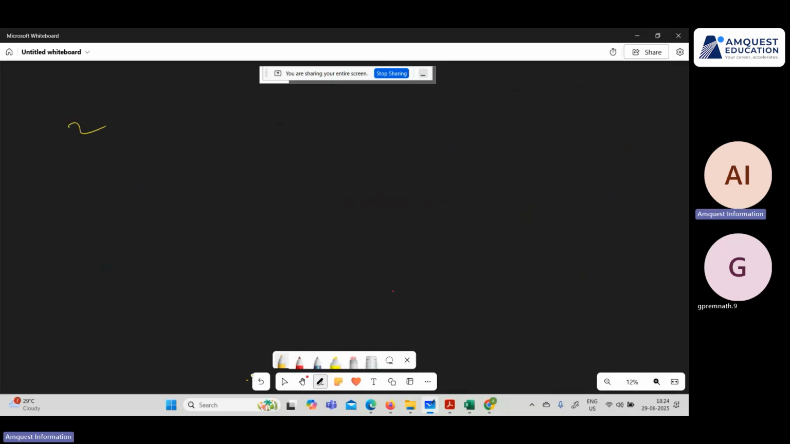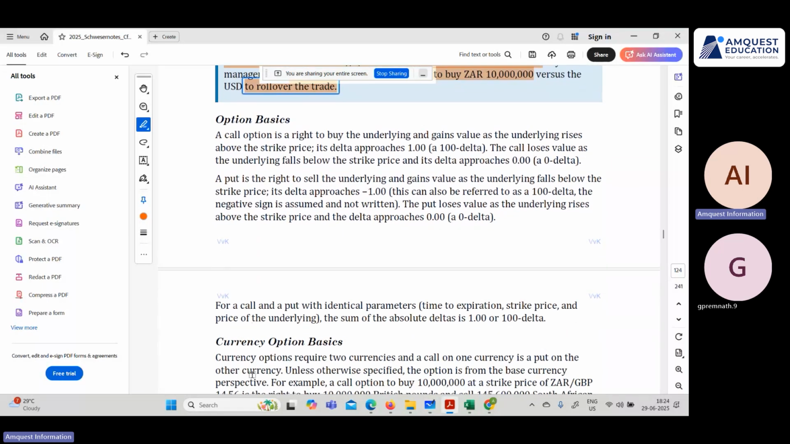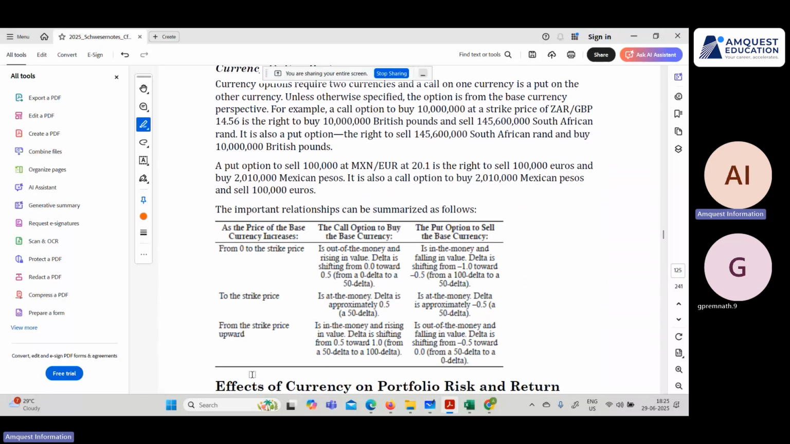The next thing to talk about is option basics. In option basics, I think something that we already covered a lot of times, in terms of call, which will give you the right to buy, and the delta moves from 0 to 1. And the put, which will give you the right to sell, and the delta moves from 0 to -1. I just want to quickly show you a table. I think we have covered it in a lot of places. Just letting you know one more time.